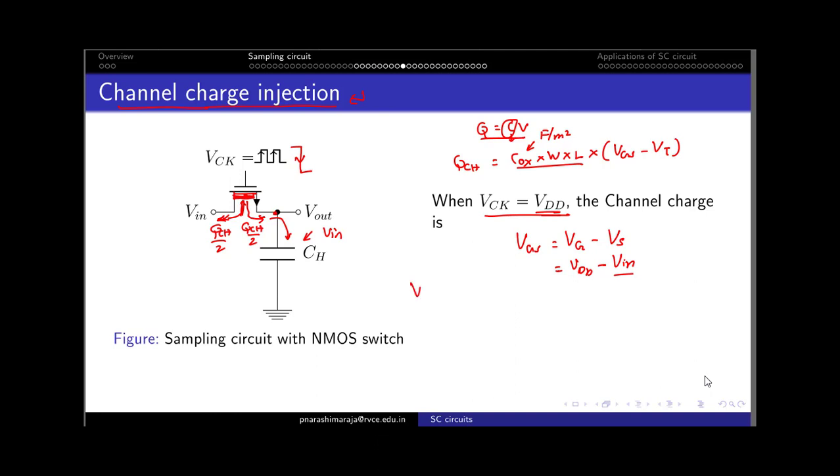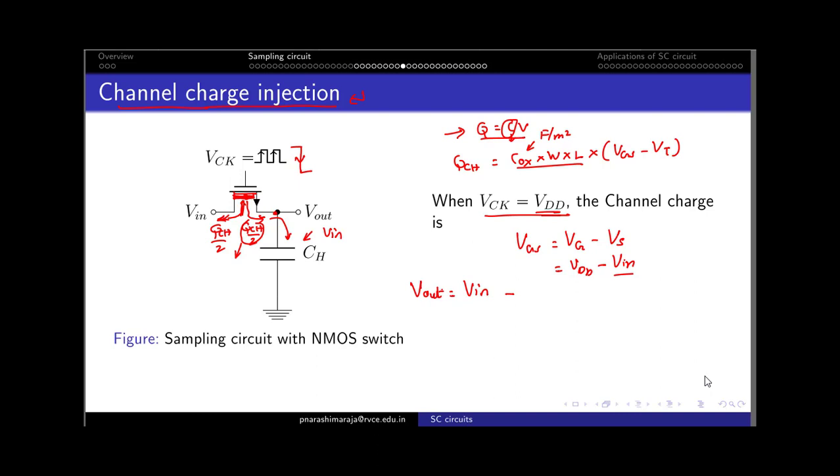Nominally, the Vout in general will be holding a value of Vin during the hold phase. And how do I evaluate the voltage that this particular charge would induce onto this capacitance? We again could make use of the same formula that we discussed before, which is that charge Q is defined as capacitance times voltage.